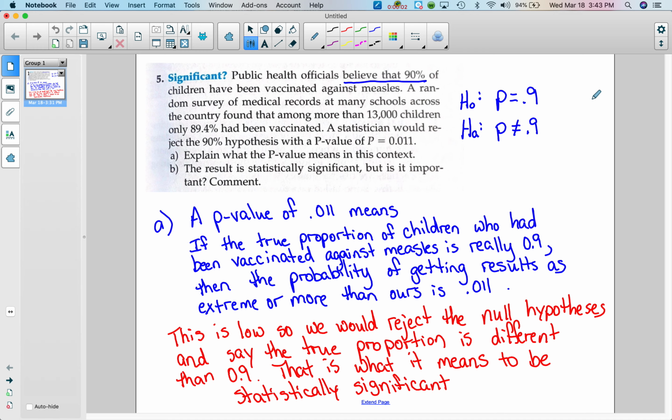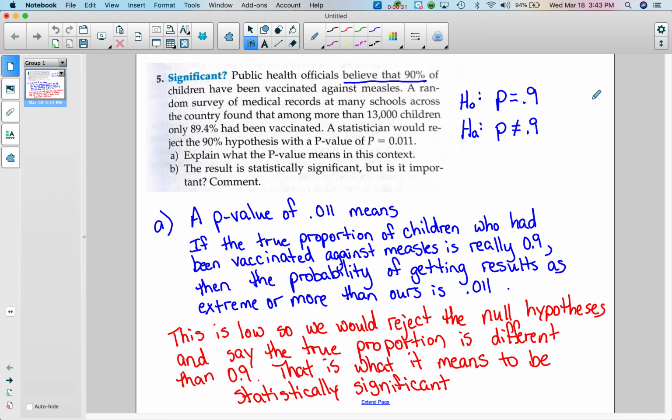Hey, I had a request for problem 5 from the homework, so I thought I would just do a really quick talk through this. Public health officials believe that 90% of children have been vaccinated against the measles. A random survey of medical records at many high schools across the country found that among more than 13,000 children, only 89.4 percent had been vaccinated. A statistician would reject the 90% hypothesis with a p-value of p equals 0.011.